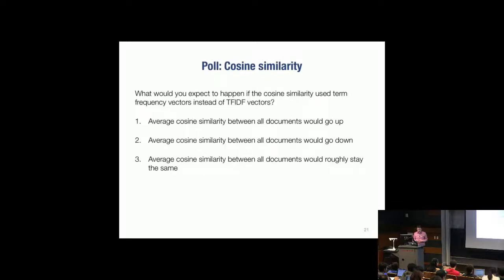And the question is, what would you expect to happen to the cosine similarity if you use the normal term frequency instead of the TF-IDF vectors? Right? So instead of weighting all the term frequencies by the log of the inverse document frequency, you just directly take inner products in the term frequency vectors. So that'll be the question.